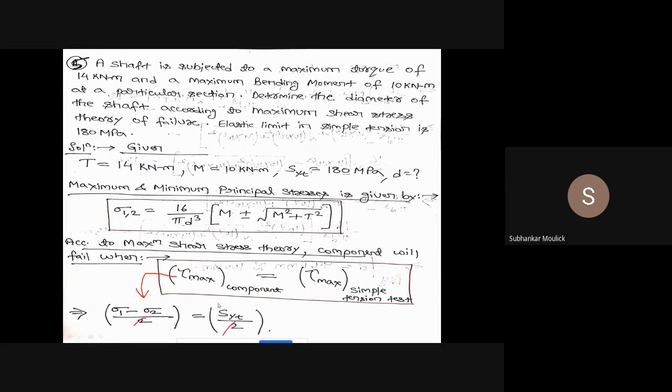If you solve the entire expression, you will get the value of D to be 99.1 mm or 100 mm. That means according to the shear stress theory of failure, the maximum permissible diameter of the shaft can be 100 mm. If you make the diameter of the shaft more than 100 mm, then according to this maximum shear stress theory, this shaft will fail. Is it clear? Yes, sir. Simple problem. Fine.